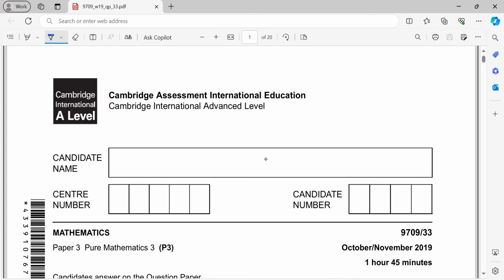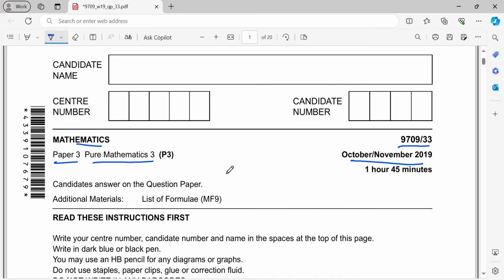This video is to discuss Cambridge International A-Level Mathematics Paper 3, which is Pure Mathematics 3 for October-November 2019, and the code is 9709/33. So let's move on to question number 1.